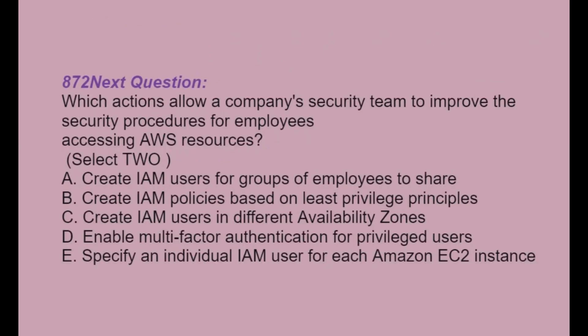Question is, which actions allow a company's security team to improve the security procedures for employees accessing AWS resources? Select two options. Option A, create IAM users for groups of employees to share. Option B, create IAM policies based on least privilege principles. Option C, create IAM users in different availability zones. Option D, enable multi-factor authentication for privileged users. Option E, specify an individual IAM user for each Amazon EC2 instance. Correct answer is option B and option D.